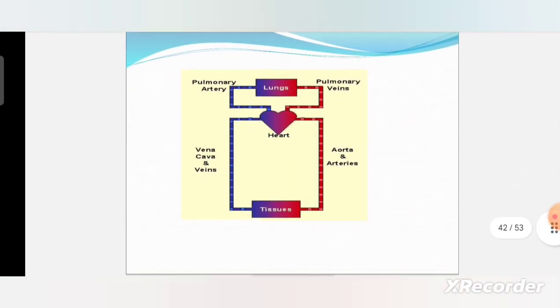And this diagram shows the double circulation, that is pulmonary circulation and systemic circulation. In this, from tissue and various parts of the body, deoxygenated blood is carried by vena cava to the heart, and from the heart deoxygenated blood is carried by pulmonary arteries to the lungs for oxygenation. After that, from the lungs, oxygenated blood is carried by pulmonary veins to the heart, and from the heart, aorta or various arteries carry the blood to tissue.